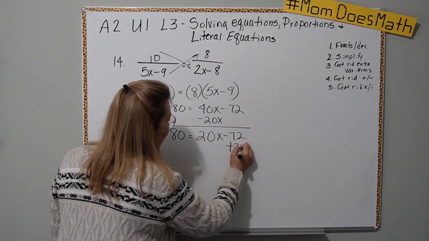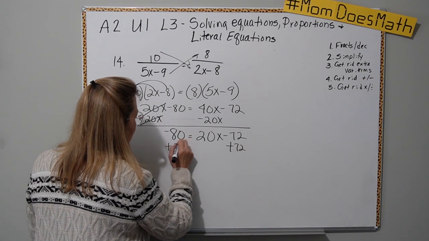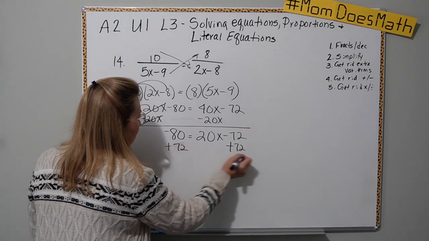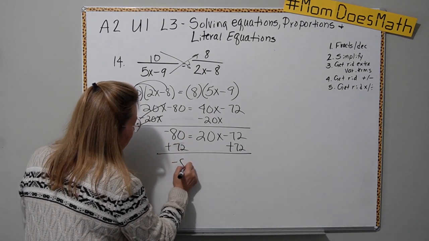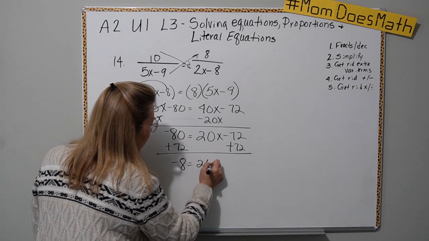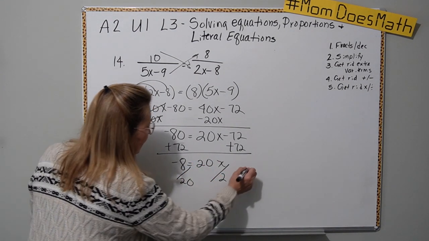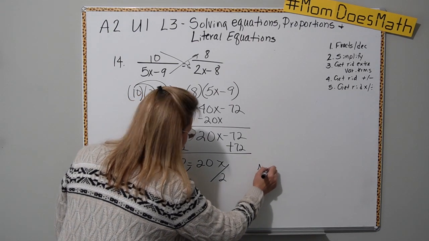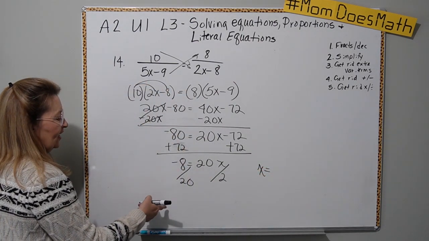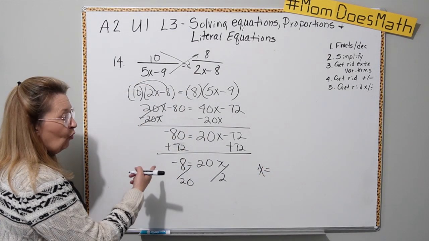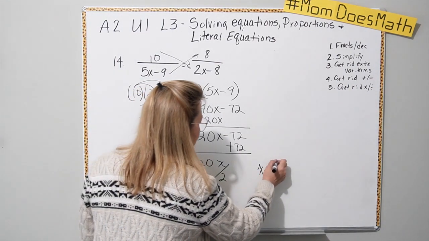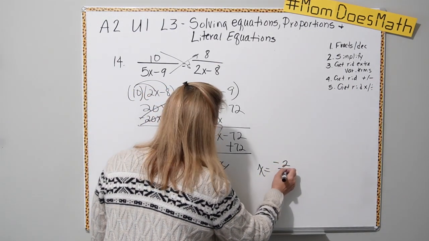And then we'll add 72 to each side. So this is going to be negative 8 is equal to 20x. Divide both sides by 20. And x is equal to, all right, negative 8 over 20 will reduce, 4 will go into both of those numbers. So that's going to be negative 2/5.